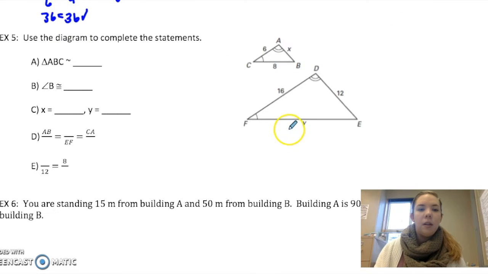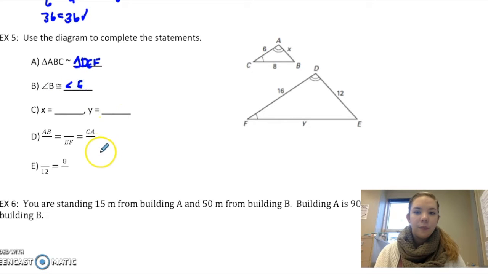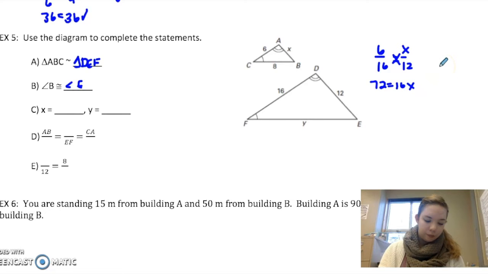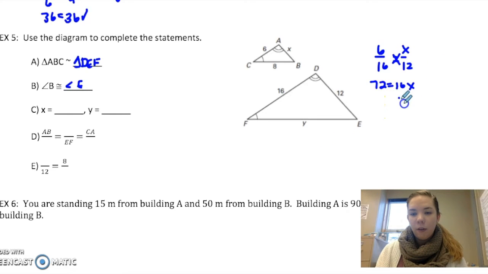Use the diagram to complete the statements. So triangle ABC is similar to triangle DEF. Angle B is congruent to angle E. Okay, we've got to find x and y. So if I use 6 over 16, then I can use x over 12. So we get 72 equals 16x. That would be 4.5.